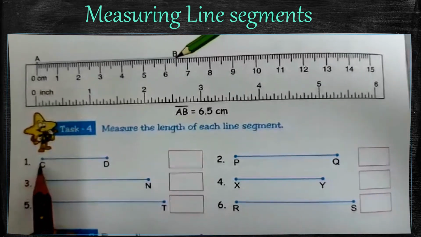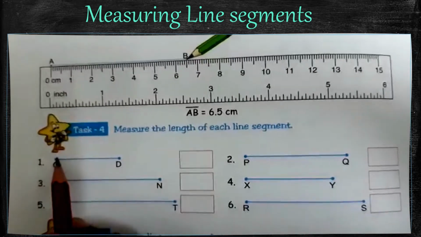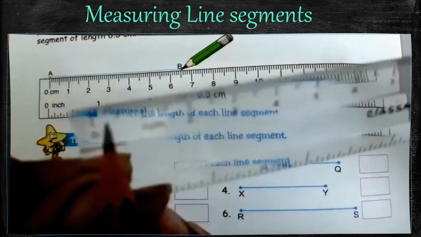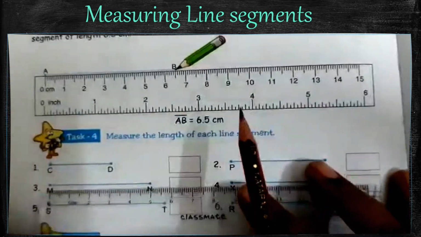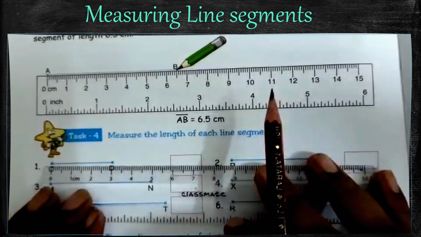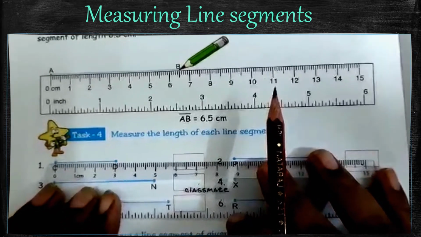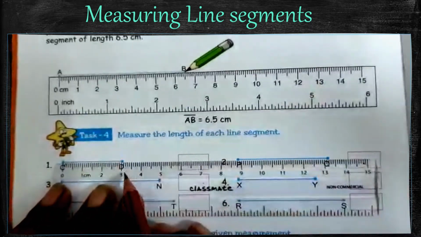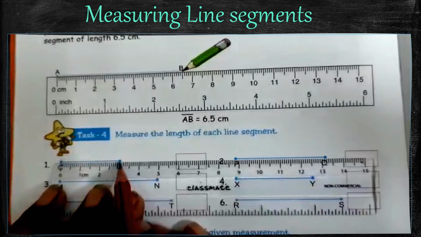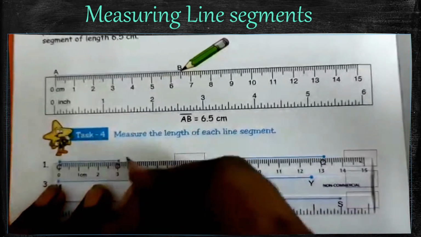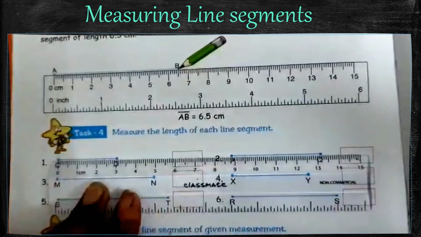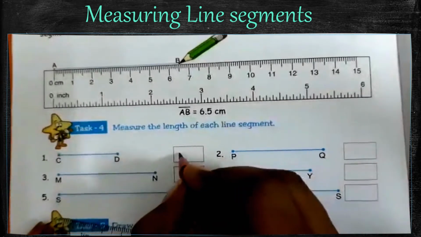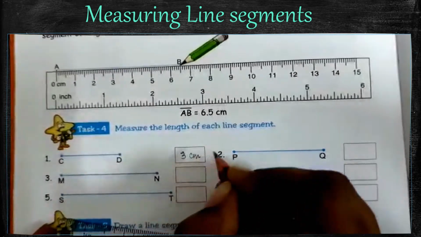So the first sum is line segment CD. Here you can see the point C. Here 0 centimeter should exactly touch the point C. Now I am keeping my ruler exactly on the point C and I am checking where the point D is on my ruler. D point exactly touches 3 centimeter. So the measurement of this line segment CD is 3 centimeter. Let me write 3 centimeter. Understood how to do it?